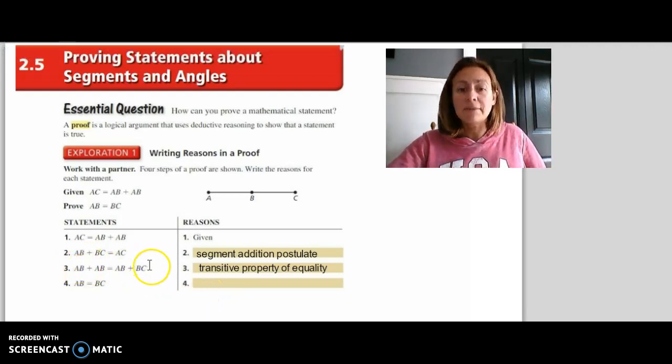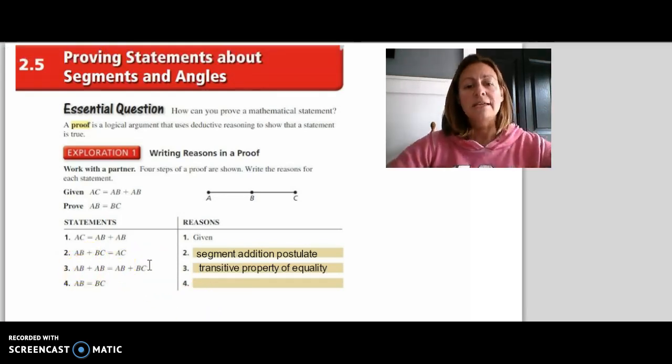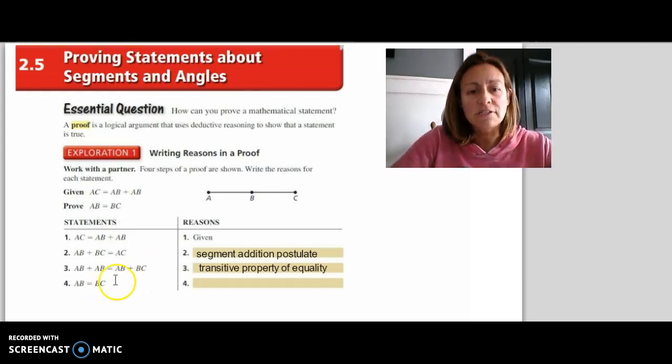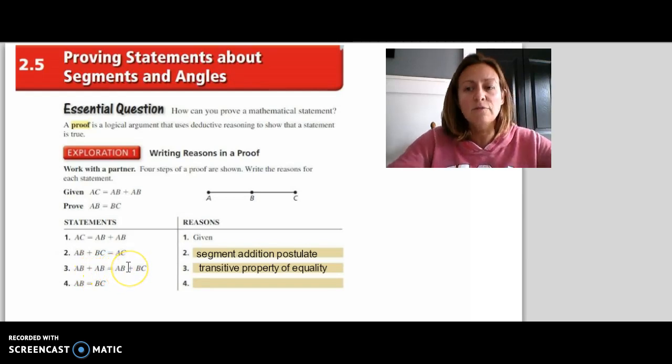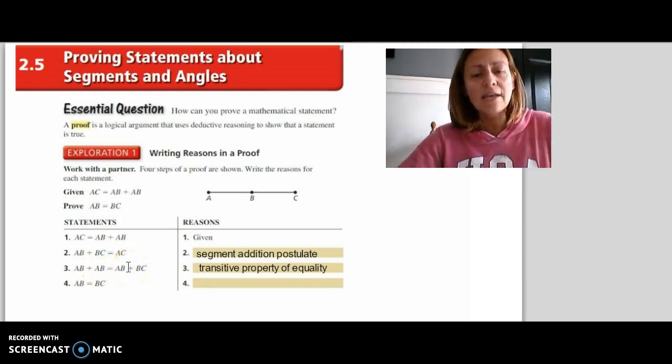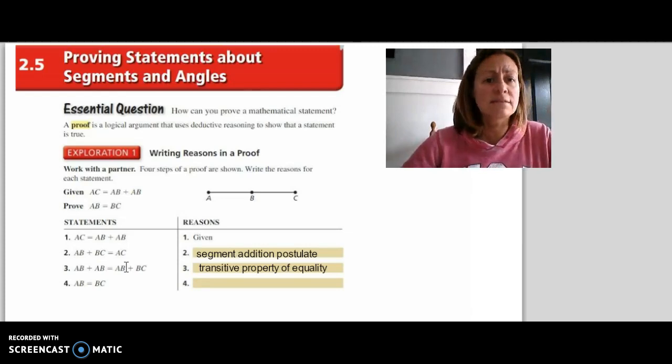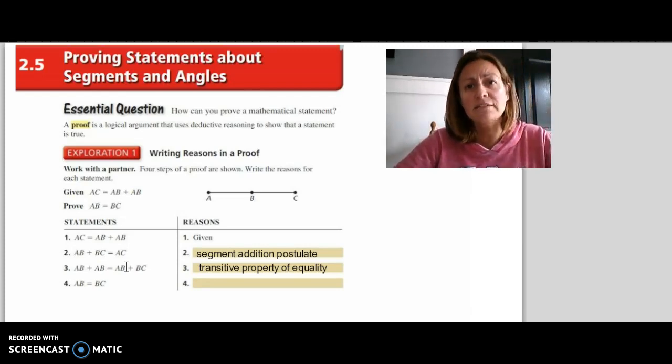Once we have statement 3, to get to statement 4, you might notice that statement 4 looks a lot smaller. The reason for that is we have simply subtracted both AB's from each side of the equation. And what do we call it when we say we can subtract the same thing from both sides of an equation and not change the balance?